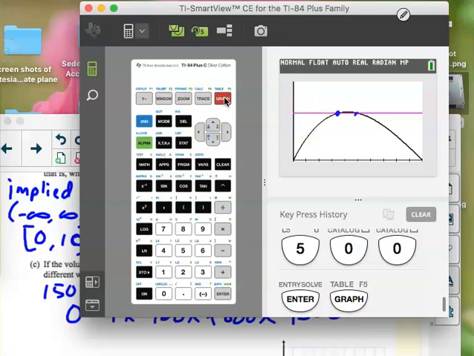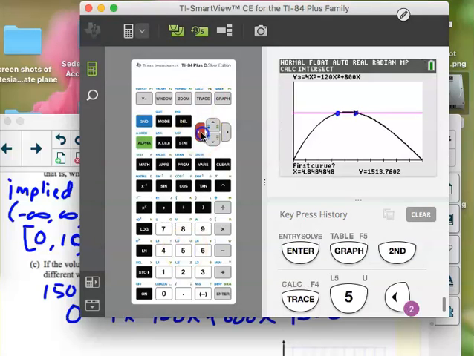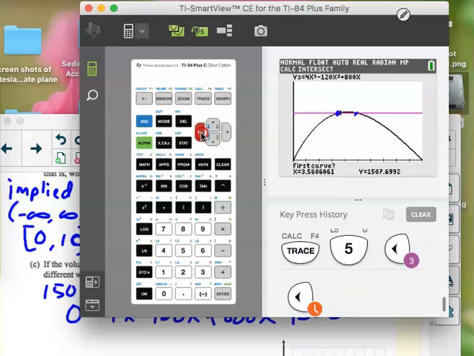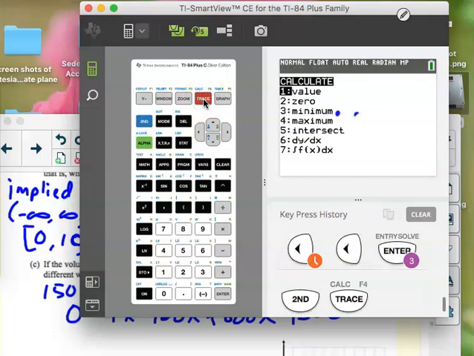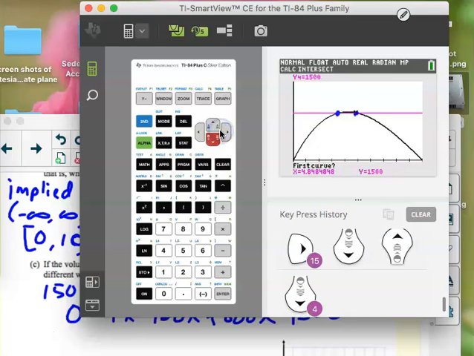But now this is using the intersection feature. So second trace, number 5. I'm going to move Blinky in position to find the left one first. And there it is. So the box would be cut at 3.486. And then the second one. Move Blinky over here by the second intersection. And that one ends up at a perfect 5.